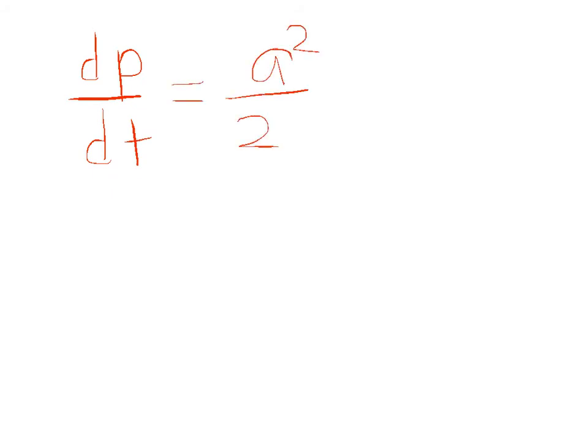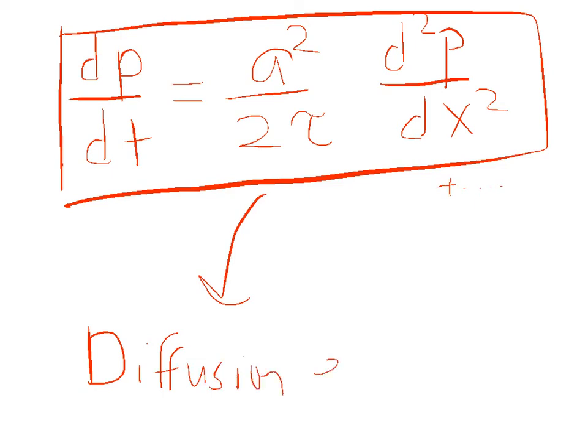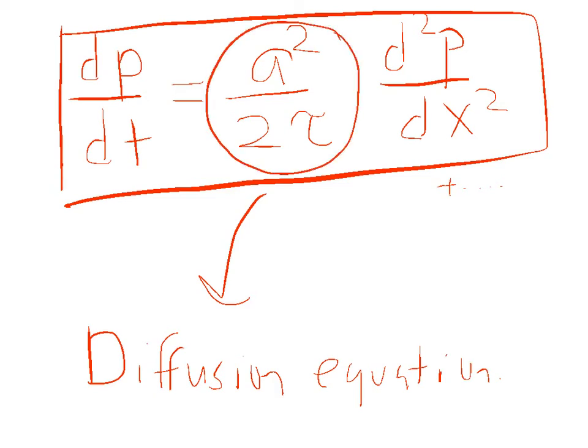The equation is that dp dt is equal to a squared over 2 tau times the second derivative of p with respect to x squared, plus other terms that come in, but they are all smaller than these two terms. This is essentially what we get, and this is a famous equation, which is called the diffusion equation. This parameter here, a squared over 2 tau, is the diffusion constant, which is what we've been calling D in class.